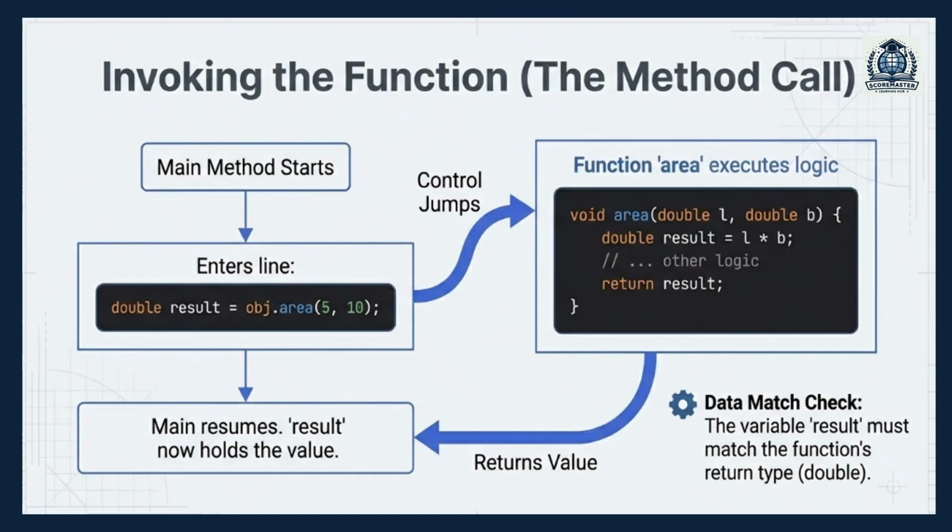When a method is called, control immediately jumps from main to that function. The function executes its logic, returns the value, and control comes straight back to where it was called, with the result stored in the receiving variable. One non-negotiable rule: the variable must match the method's return type, or the program won't compile.